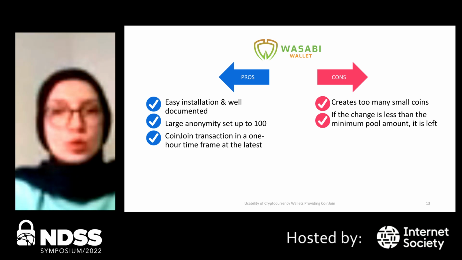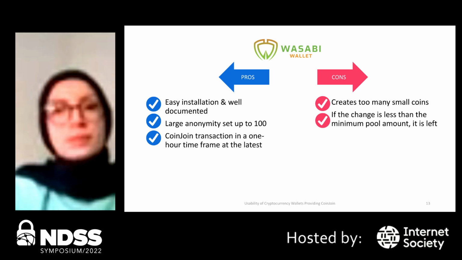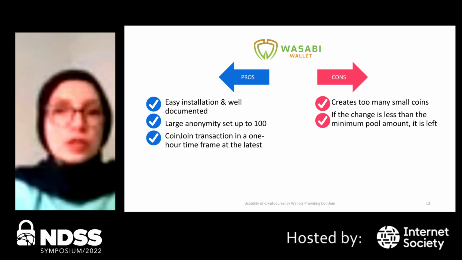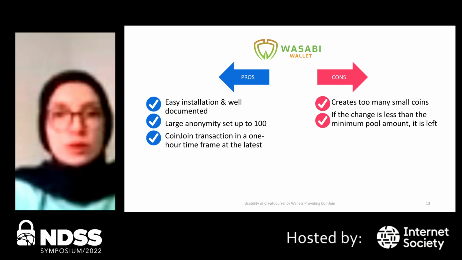However, Wasabi creates too many small coins by creating CoinJoin transactions, since the pool amount is set to a small amount and cannot be changed by users. One of the problems with Wasabi and also Samourai is that if the change is less than the minimum pool amount, it is left in the wallet and should be merged with other coins to be eligible for a CoinJoin pool.